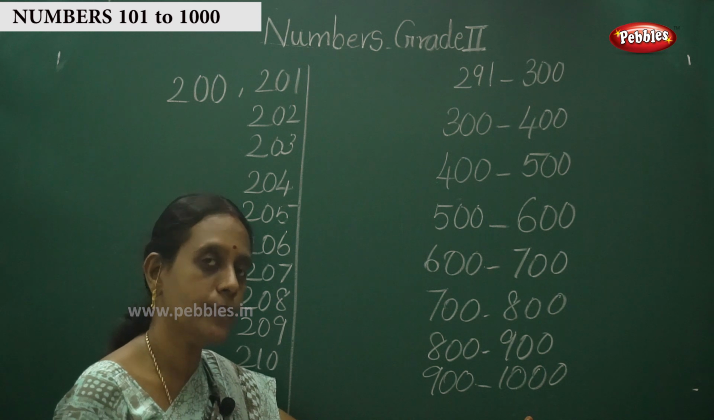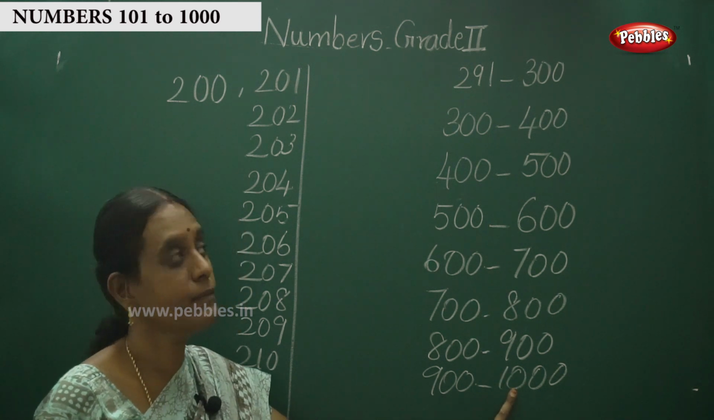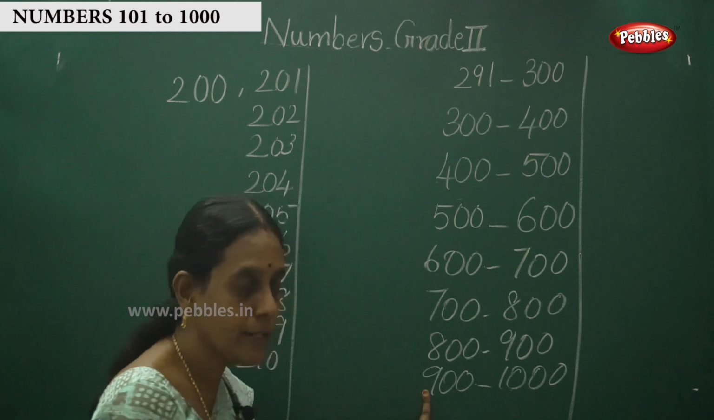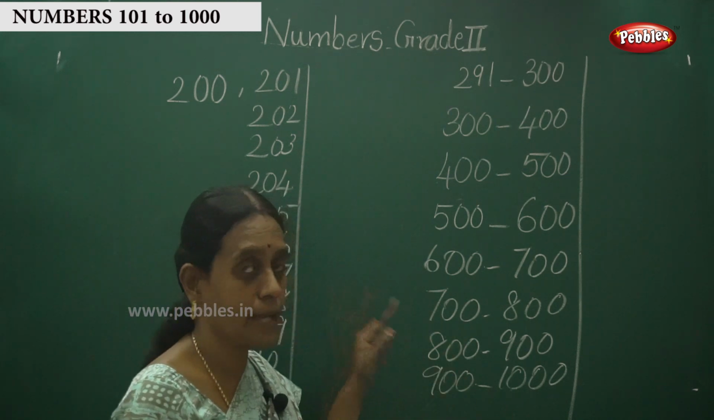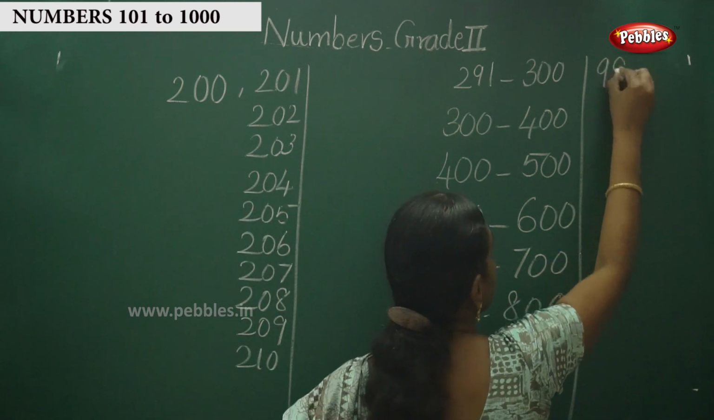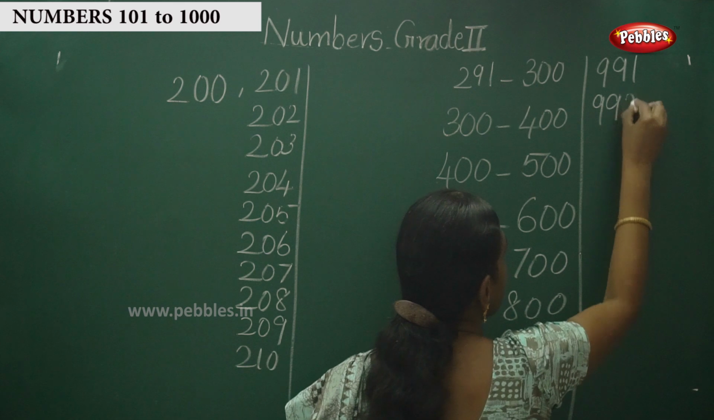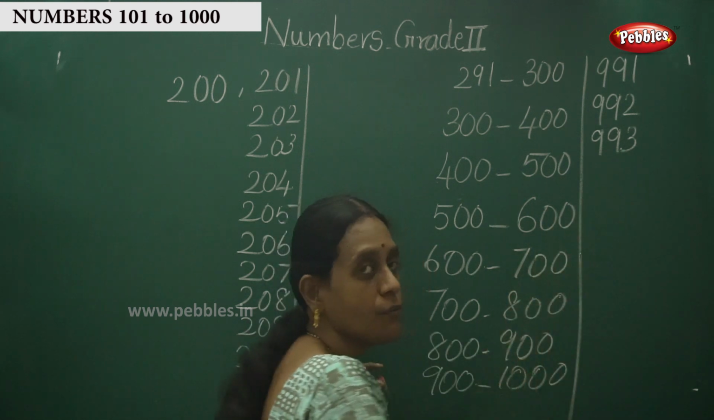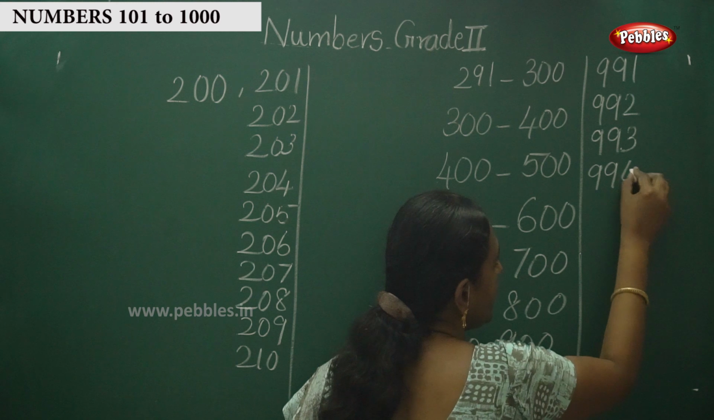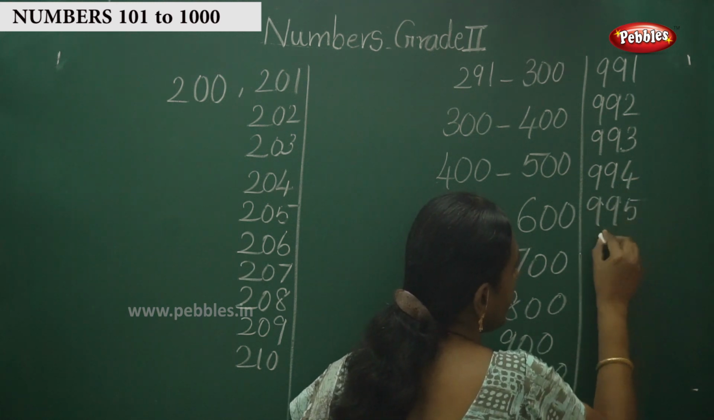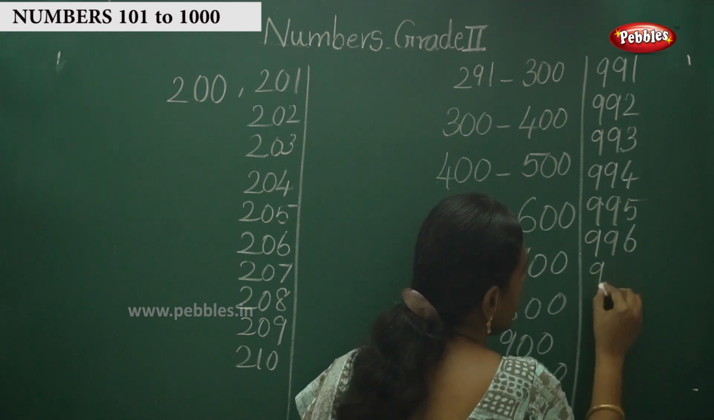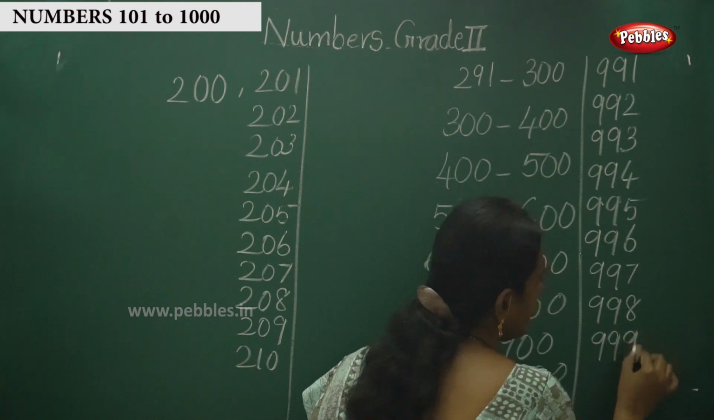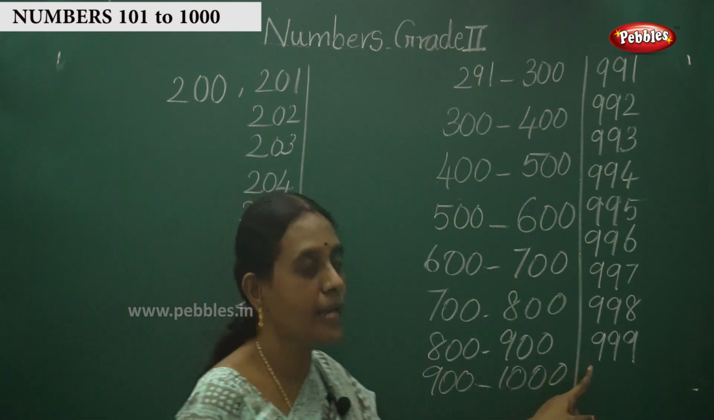When you write 900 to 1000, you write 991 in the last line, right? I will explain in a simple way. When writing 900 to 1000, in the last line, that is 991, 992, 993. Put 9 in the hundreds place, and in a similar way 93, 994, 995, 996, 997, 998, 999. Okay, 3 digit number 999.